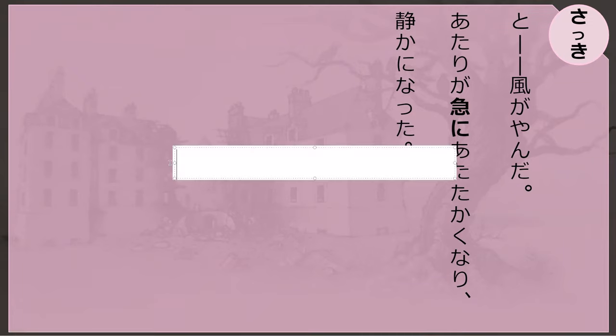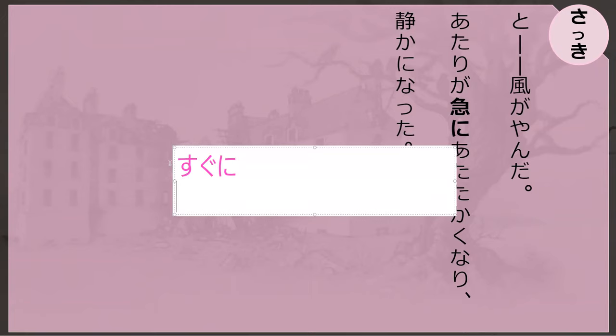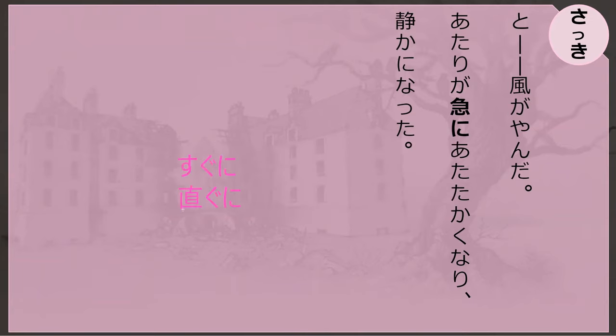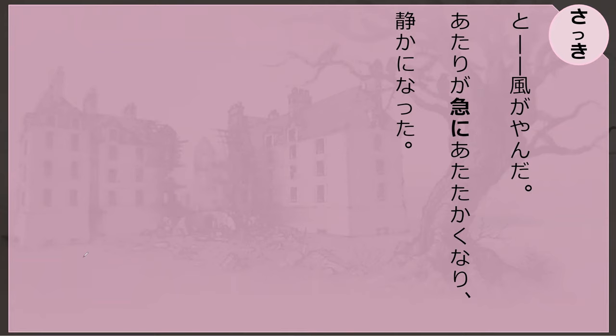What's this bolded word? Suguni. It does have a similar meaning to suguni, which has chokuzetsu as its kanji. Suguni means immediately, but this word means quickly or suddenly. Have a second guess for it? Perfect.